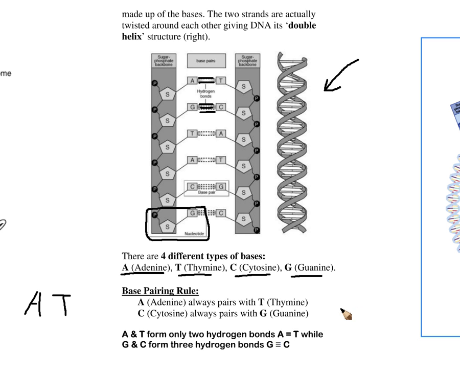And obviously vice versa. So A pairs with T, and T always pairs with A. It doesn't matter which way around, they always pair together.